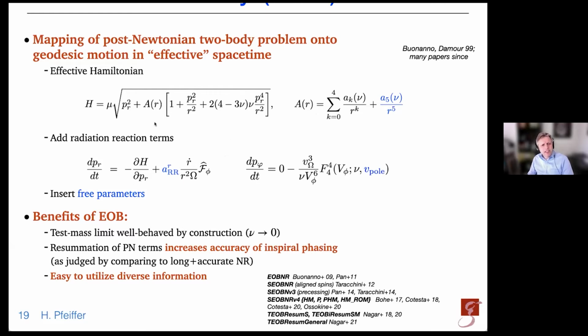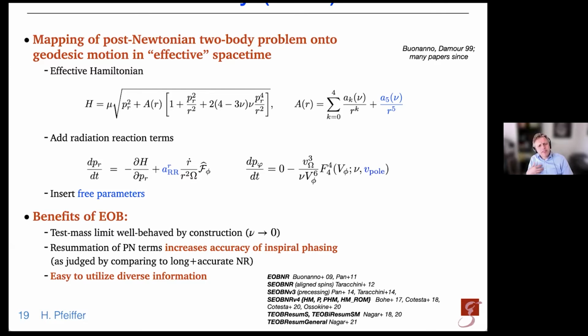One adds by hand radiation reaction because the Hamiltonian would have been conservative without inspiral. And one adds by hand a variety of free parameters all over the formalism. For instance, one adds higher order post-Newtonian terms, like in this A function. One chooses coefficients in the radiation reaction terms. One chooses the position of poles in partial-degree summations for various energy fluxes. So there's tens of free parameters added all over the place. And the next step is that one now fits and fixes those free parameters against various sources of information, like, for instance, numerical relativity calculations.